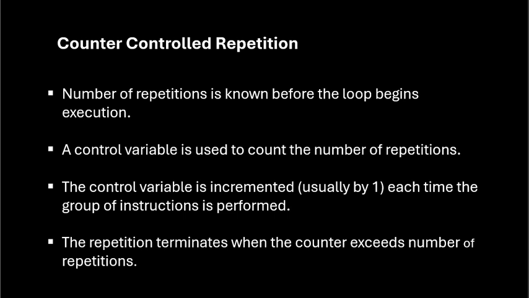The control variable is incremented, usually by 1, each time the group of instructions is performed. The repetition terminates when the count exceeds the number of repetitions. Here, we know the number of repetitions before the loop begins execution.